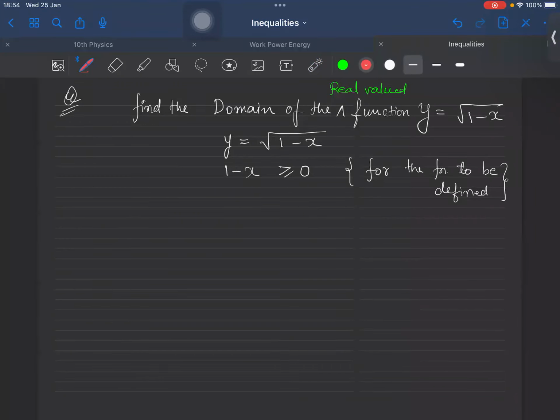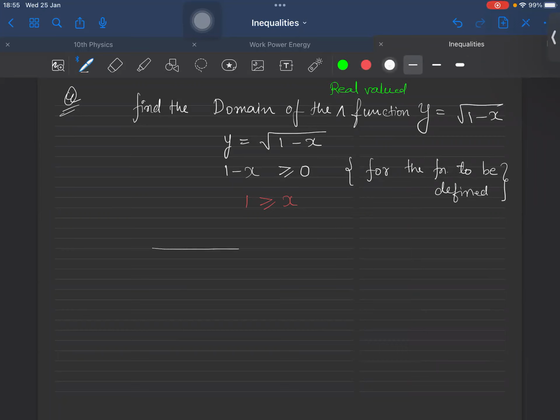No values will be getting. So what we are getting from here, we'll add x both sides. So 1 must be greater than or equal to x, right? Okay, so 1 must be greater than or equal to x. 1 cannot be less than x.